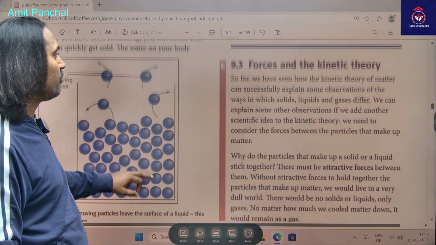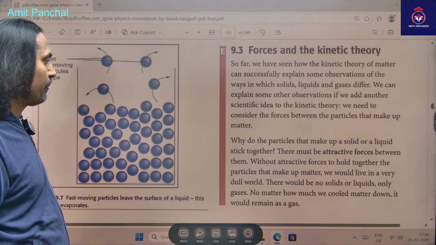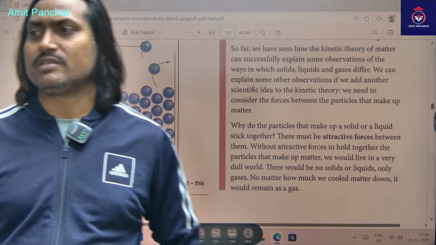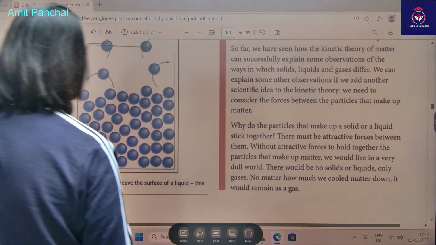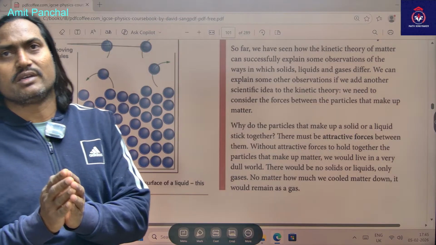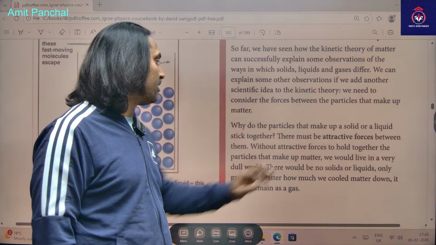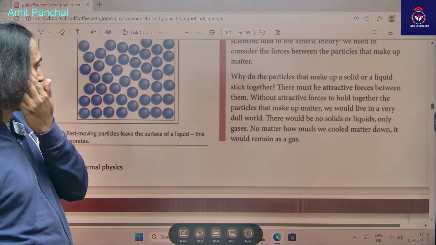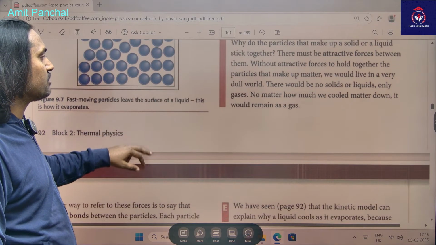Now we'll talk about forces and the kinetic theory. Why do all the particles stick together? Why aren't they moving away? Because of the force of attraction. There is a force between these particles, so all particles are attracted by the force. Without an attractive force to hold together the particles that make up matter, we would live in a very dull world. There would be no solid or liquid, only gases, no matter.